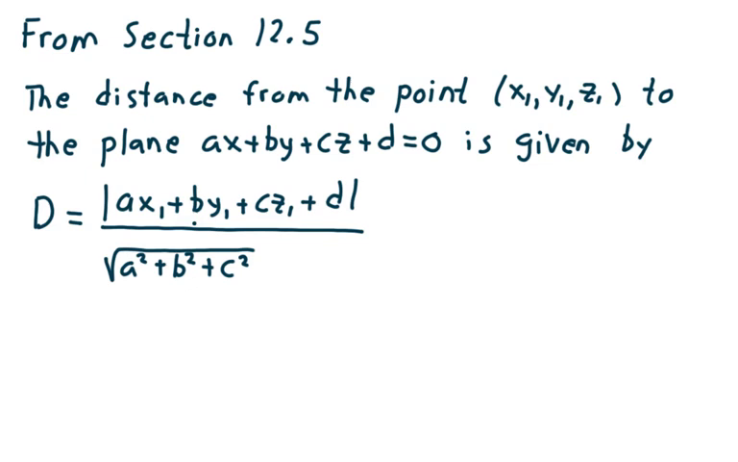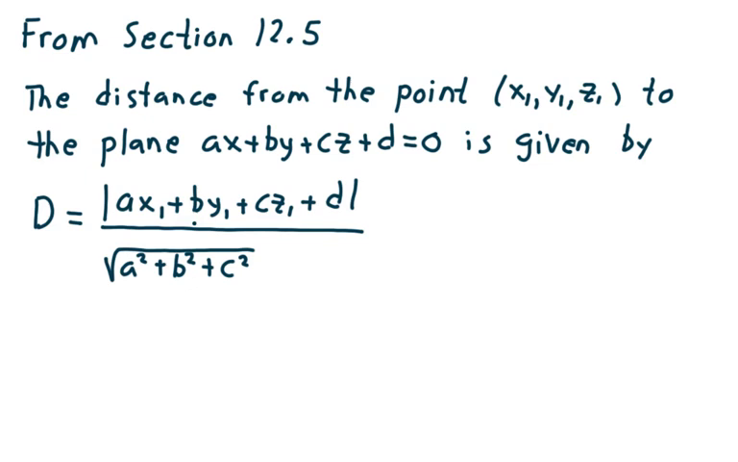The distance from the point (x1, y1, z1) to the plane ax + by + cz + d = 0 is given by capital D equals the absolute value of ax1 + by1 + cz1 + d divided by the square root of a squared + b squared + c squared. And I actually derived this formula in another video for reference.